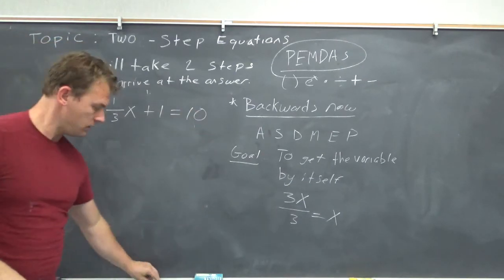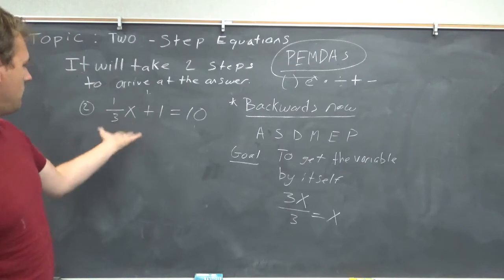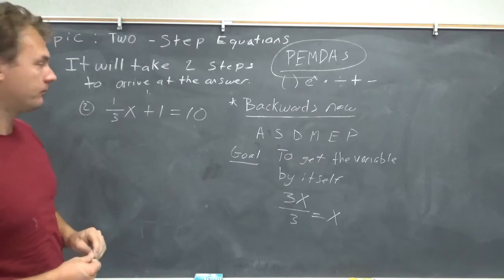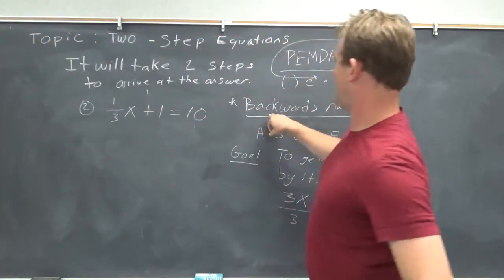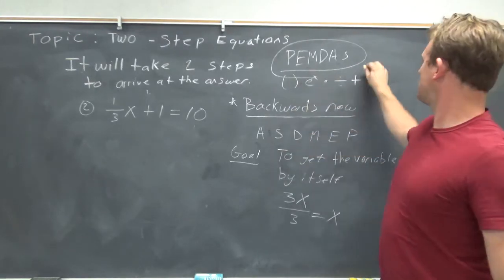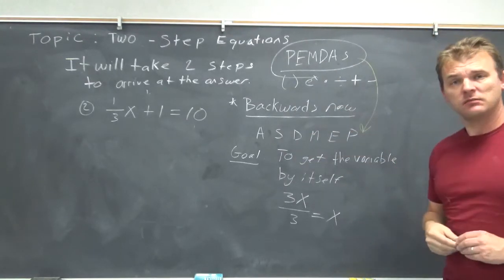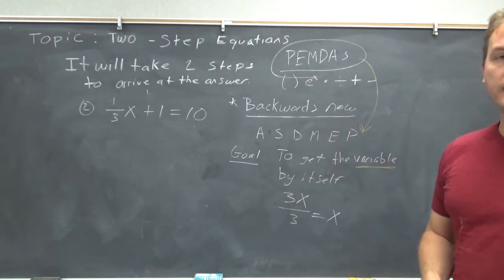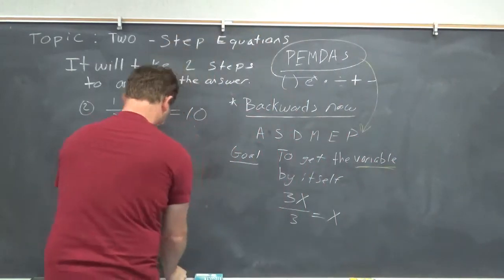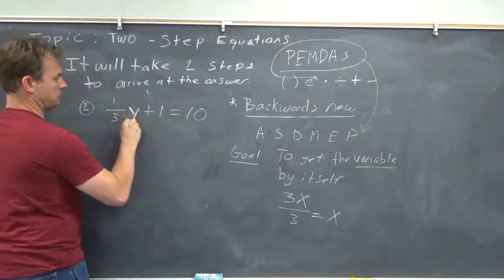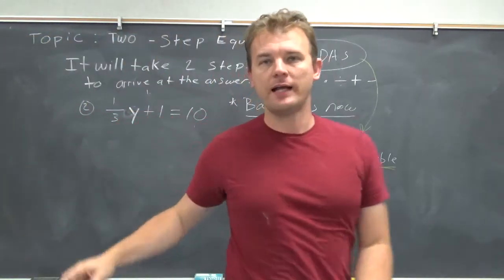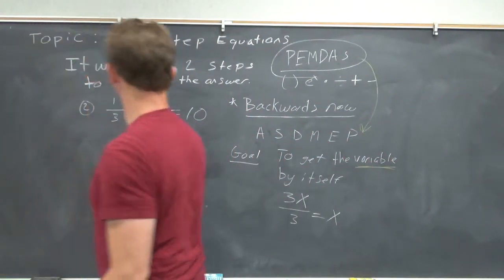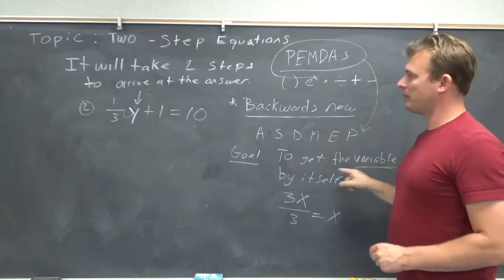Okay. So remember, it's a two-step because here's one, here's two. So remember, you're looking at PEMDAS backwards. The goal is to get the variable by itself. And I want to change one thing on here. We always work with x's. I did say variable. The y is your variable. That variable is there.